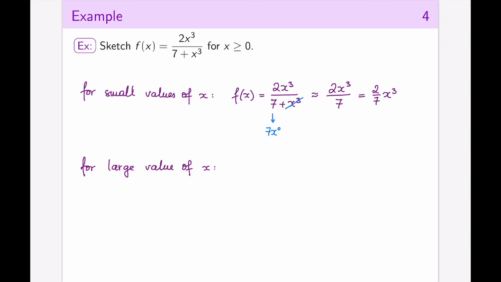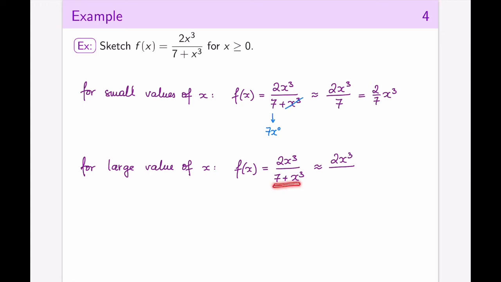Similarly, we're going to think about what happens to this f of x for large values of x. So once again, let me just rewrite the function. So I have 2x cubed over 7 plus x cubed. And as before, I'm going to analyze the top and the bottom separately. On the top, I only have one term. There's nothing I can choose between, so I'm stuck with whatever I have on top as given.